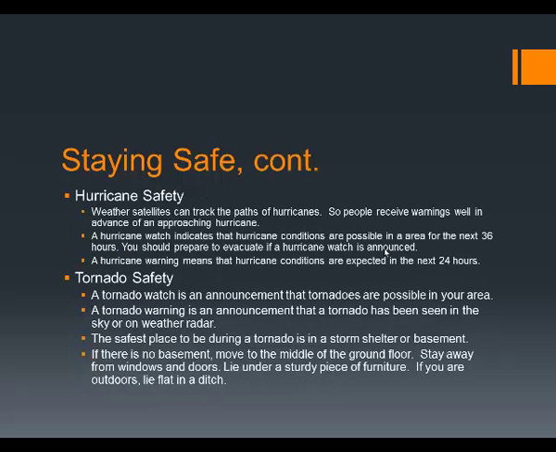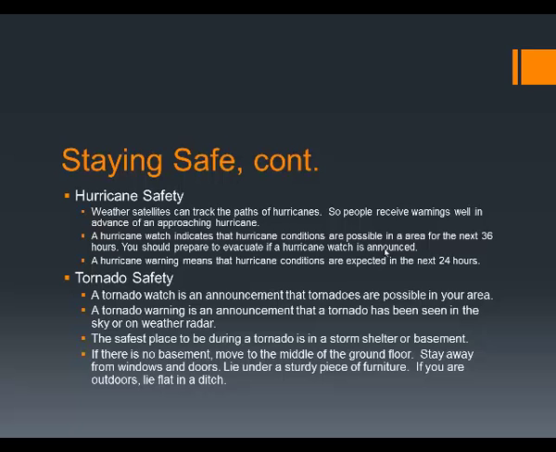Hurricane safety. The tracking and prediction of hurricanes are becoming better and better, so people typically receive warnings well in advance. A hurricane watch indicates that a hurricane is possible within the next 36 hours. You should prepare to evacuate. A hurricane warning means that hurricane conditions are expected in the next 24 hours.